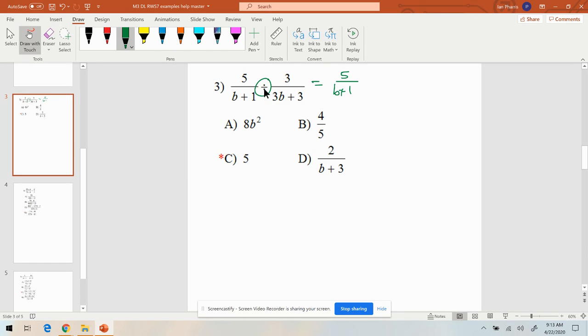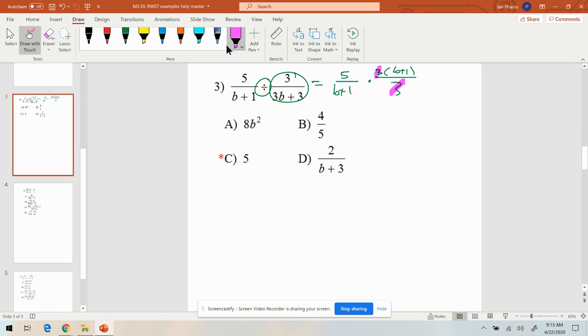Now, division is multiplying by the reciprocal, so let's multiply by the reciprocal. So the reciprocals, we flip this fraction right here, okay? So let's factor out a 3, and what's left over is a b plus 1. Oh, that's cool. And then that 3 goes in the bottom. Huh, look what happens.